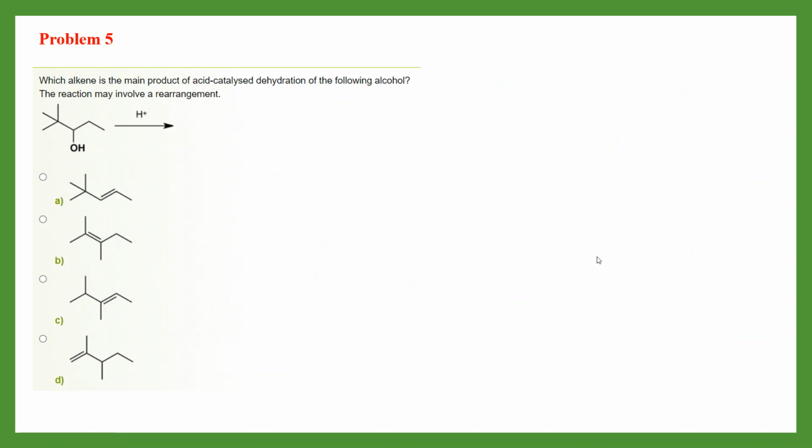Coming to problem number 5: which alkene is the main product of acid catalyzed dehydration of the following alcohol? Students, I am audible, right? Yes, ma'am. I thought I had disconnected again. So they are saying the reaction may involve a rearrangement. Can anyone tell me that rearrangement name?